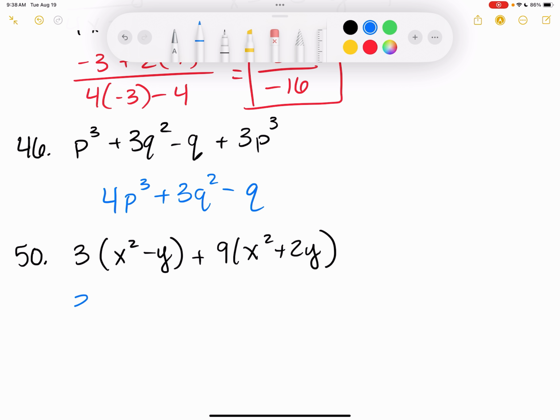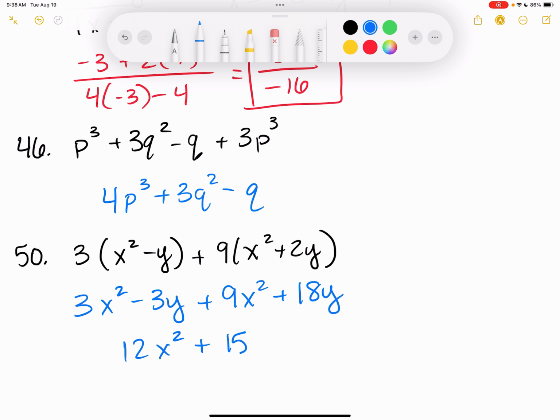Okay, so we distribute first. So 3x squared minus 3y plus 9x squared plus 18y. And then you said 12x squared plus 15y. I wanted to say minus. It's supposed to be plus. That's what you said, right? Okay. All right, any questions on any of this?